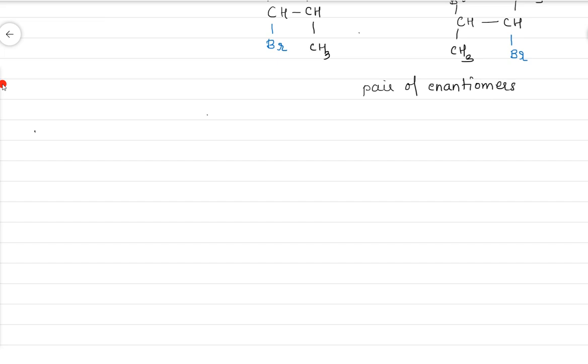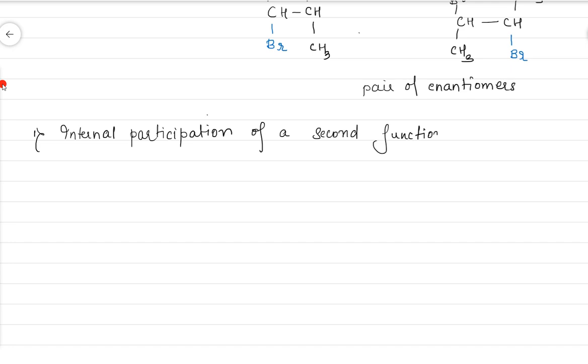If we start noting down the points, what we can write here is, there is internal participation, because the previous Br was a part of the molecule. So what is internal participation? Participation of a second functional group. Remember there are two functional groups. You can go back and check: one is OH and one is Br. So here there is participation of a second functional group, which is a part of the molecule. That is why we are calling it internal participation.